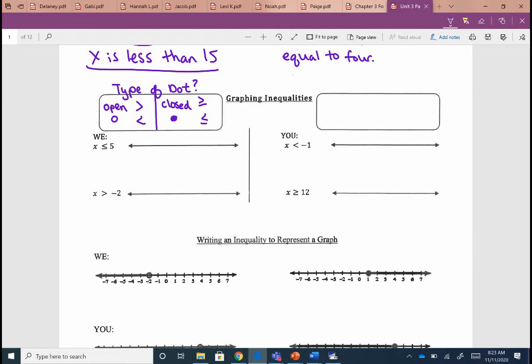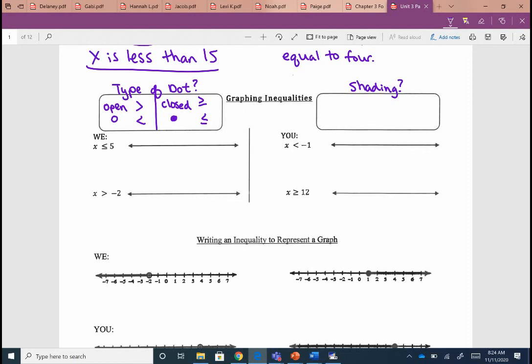So we're going to put a dot on our graph, but then we have to figure out, hey, what numbers do we want to include? The numbers we want to include, we're going to shade. But we have to figure out what ones we want to shade. So I'm going to put shading above the next box. So which way?